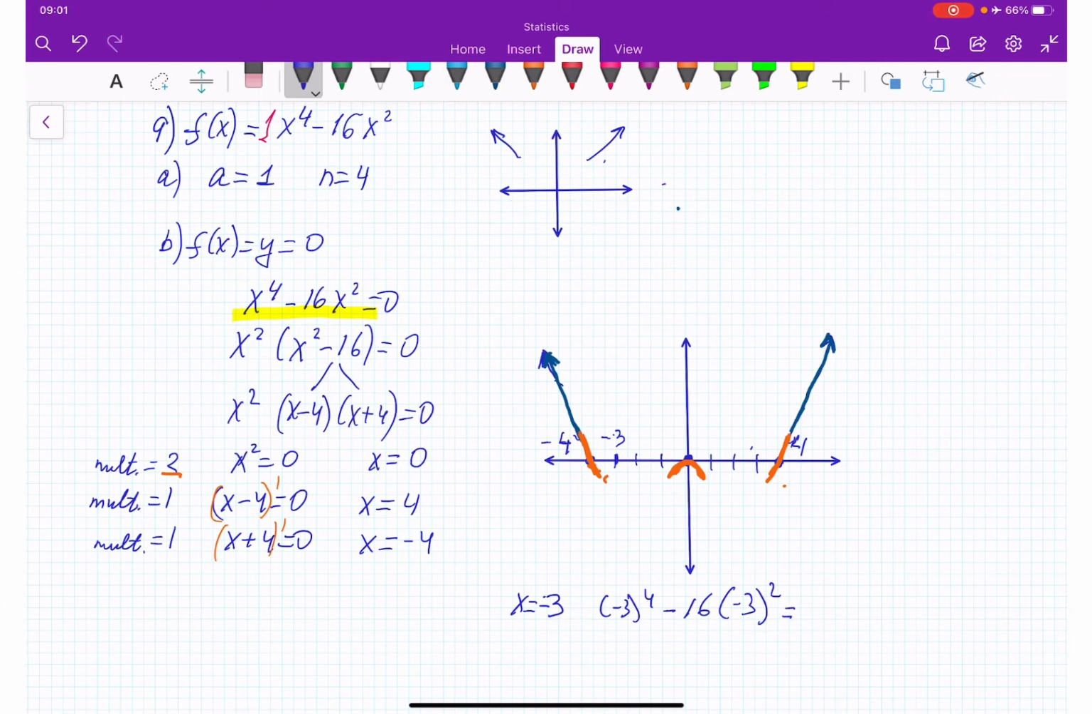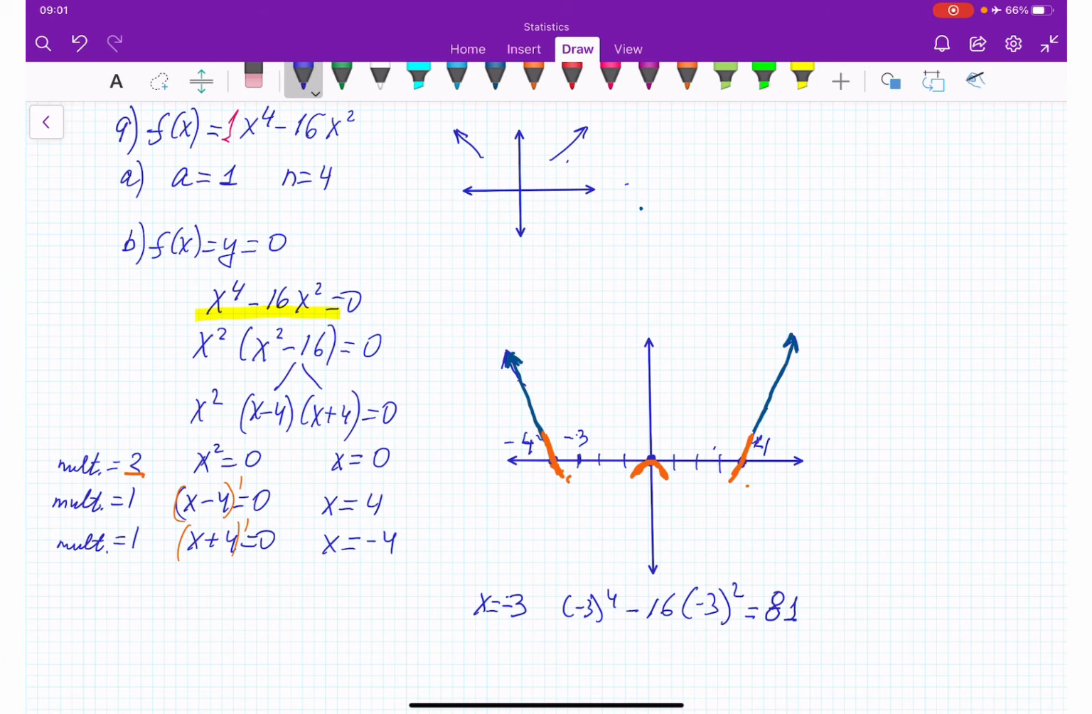Negative 3 to the power 4 is going to be positive 81. And negative 3 squared is going to be 9. And 16 times 9 is going to be 144. So 81 minus 144, we need to subtract. It's going to be negative 63.